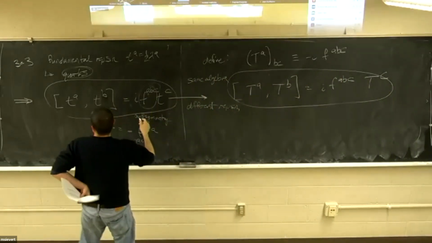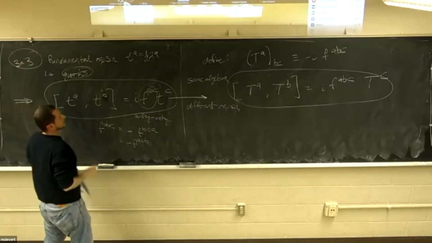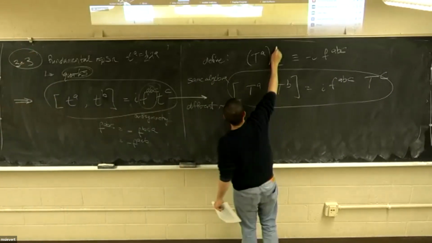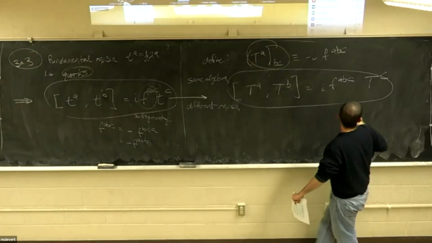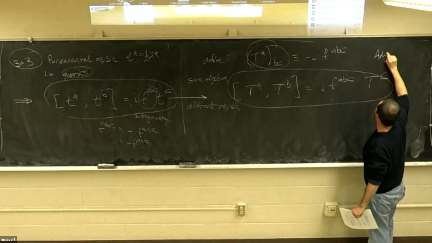The fundamental representation is the 3x3 representation. This one is the 8x8 representation. This is called the adjoint representation.